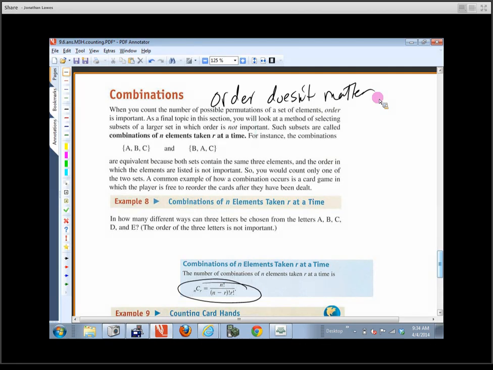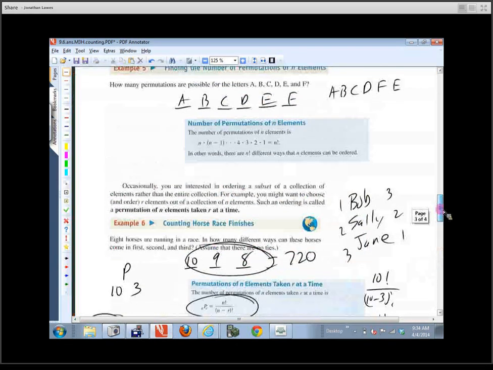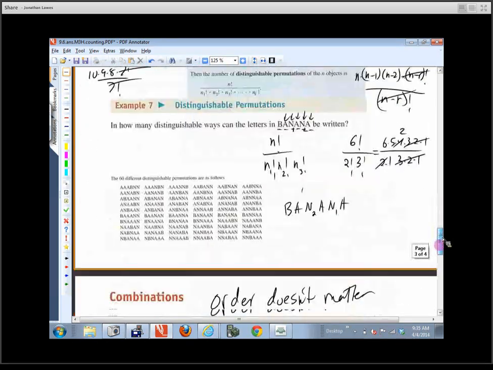If I go back to this example right here, if I've got Bob, Sally, and Jane finishing first, second, and third, or third, second, and first, aren't those the same qualifiers either way? Does the order that they finished make a difference? Not at all. So even just with that one, instead of counting it as two different finishes, we'd count it as one finish. So there are fewer combinations than there are permutations. Let me say that again. There are fewer combinations than there are permutations.